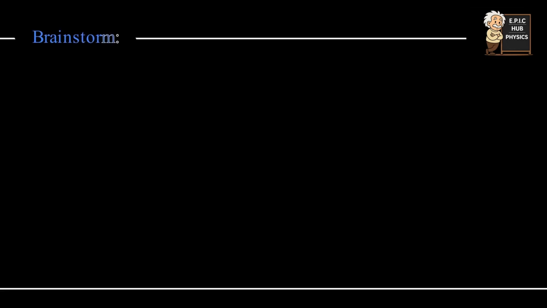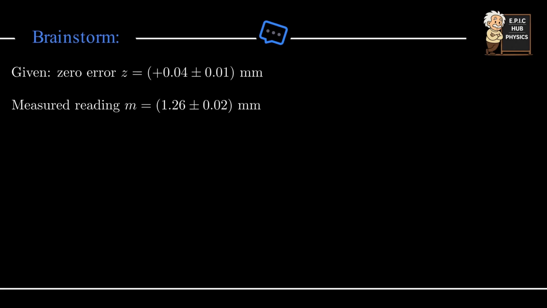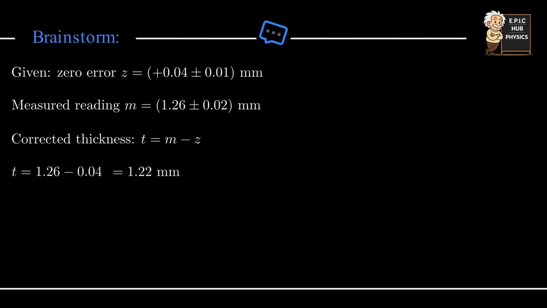Now let us proceed to the solution. We are given a zero error of plus 0.04 millimeters, with an uncertainty of plus or minus 0.01 millimeters. The measured reading with the strip in place is 1.26 millimeters, with an uncertainty of plus or minus 0.02 millimeters. To find the corrected thickness, we subtract the zero error from the measured reading. So the corrected thickness equals 1.26 millimeters minus 0.04 millimeters. This gives a corrected value of 1.22 millimeters.